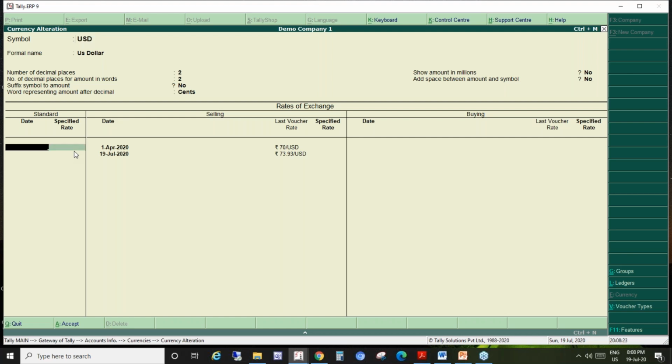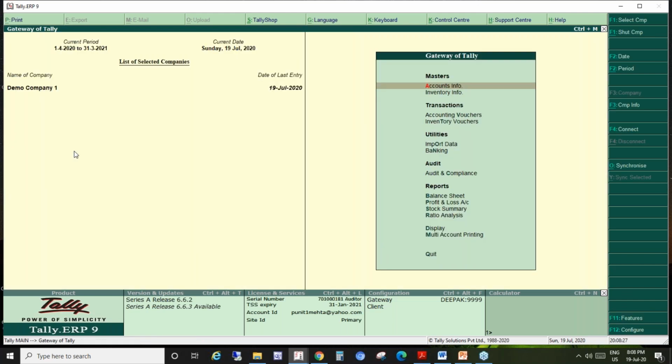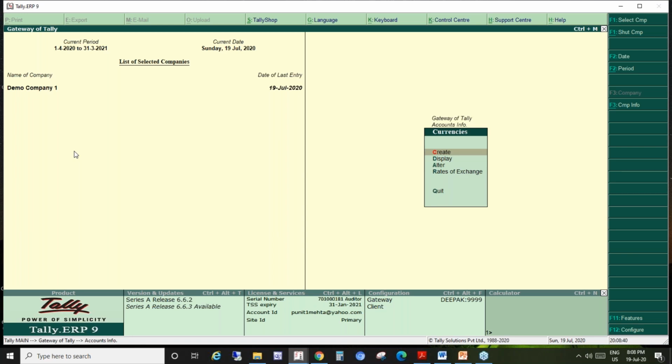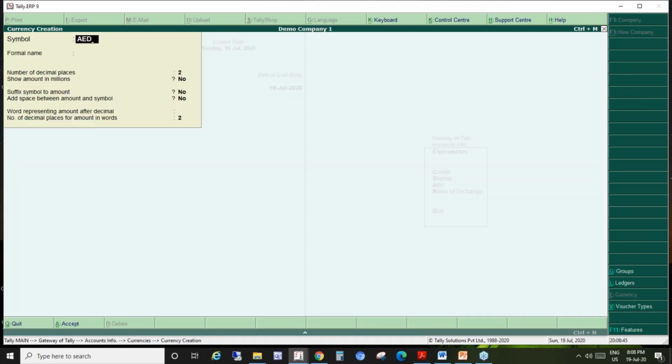of the other transaction. Now I will post a slightly complex transaction. Suppose I deal with a customer in Dubai as well, and he wants an invoice in dirham. How do I do it? I go to currencies, I am repeating the same process. The symbol is AED.